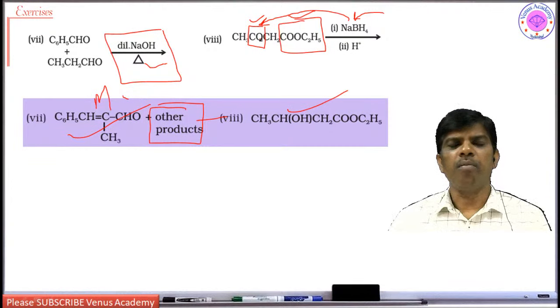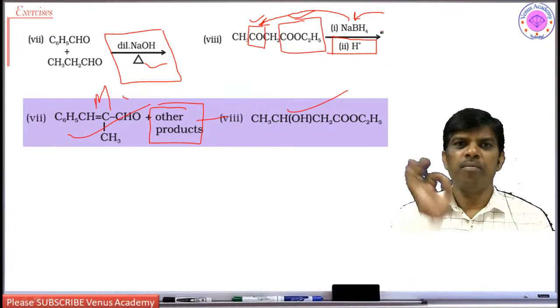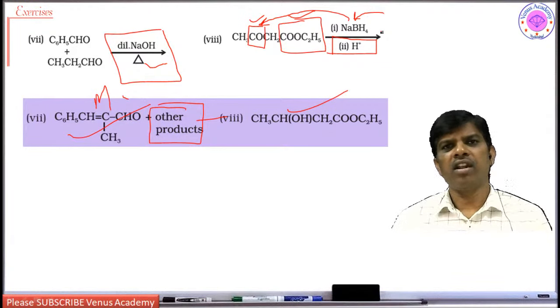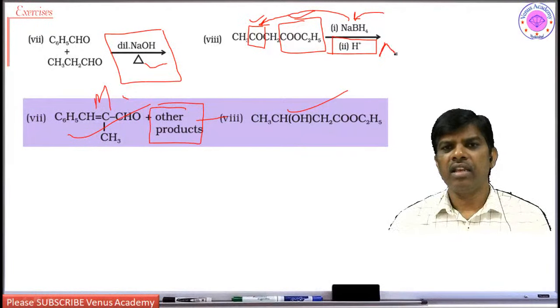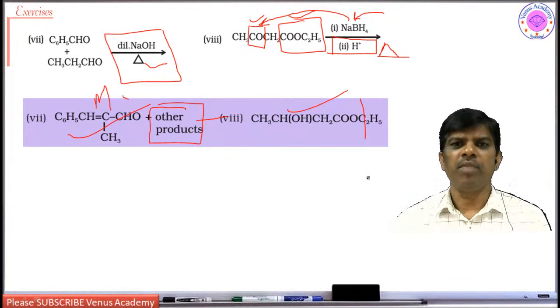Reduction of the carbonyl compound takes place but not the ester. To confuse you, they have given H plus. This H plus is to work up the sodium borohydride reduction step, where the sodium borohydride salt has to be hydrolyzed using H plus. Mild acid or even water is enough, right? If they have given heating, then this ester should also have undergone hydrolysis, but it is not going to hydrolyze with simple H plus ions, right?